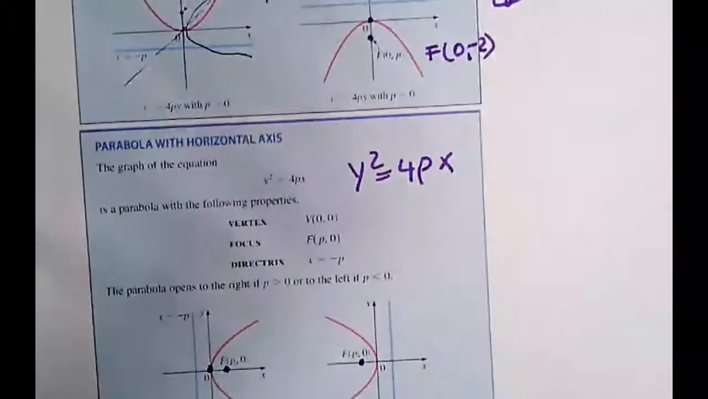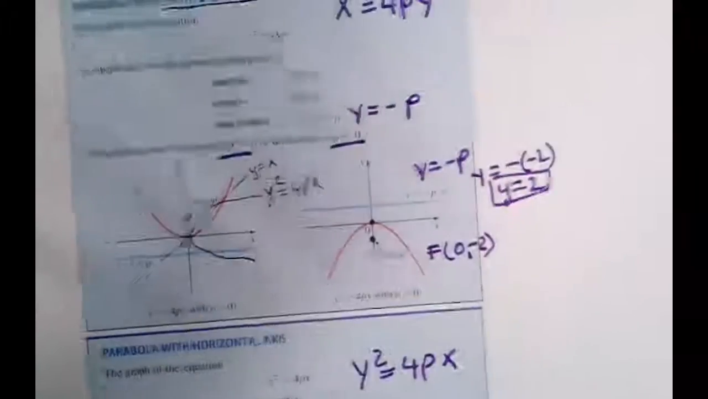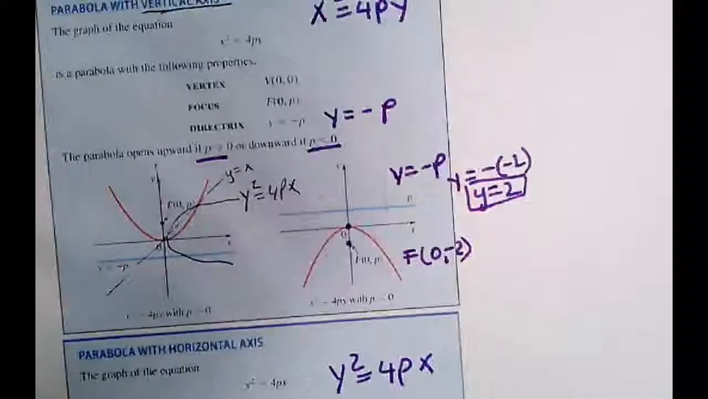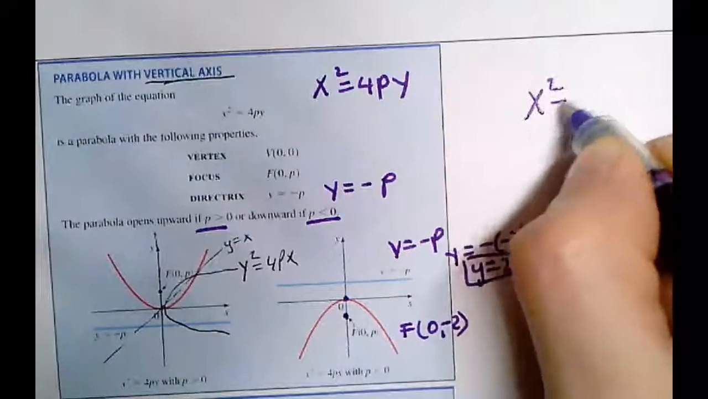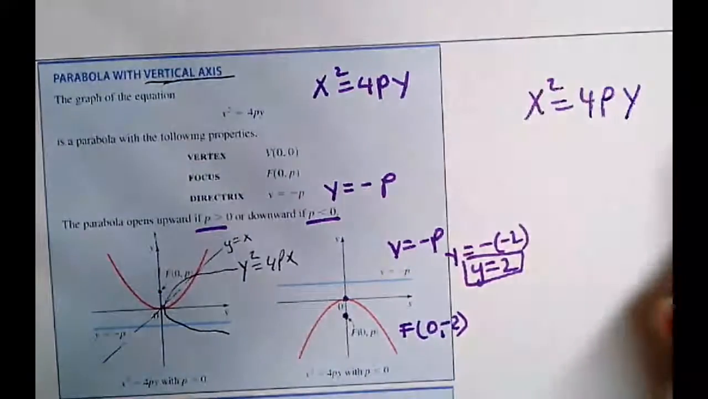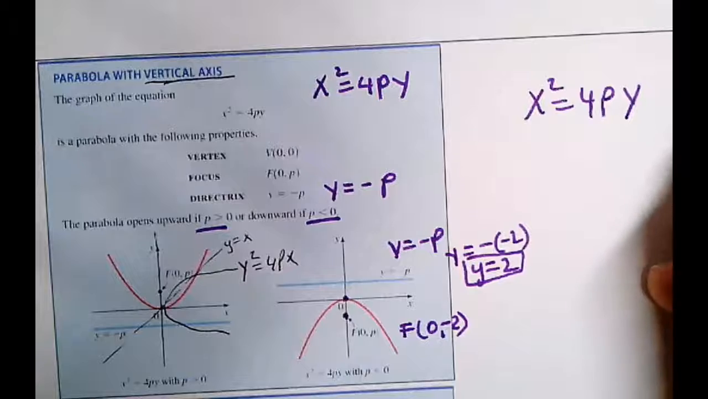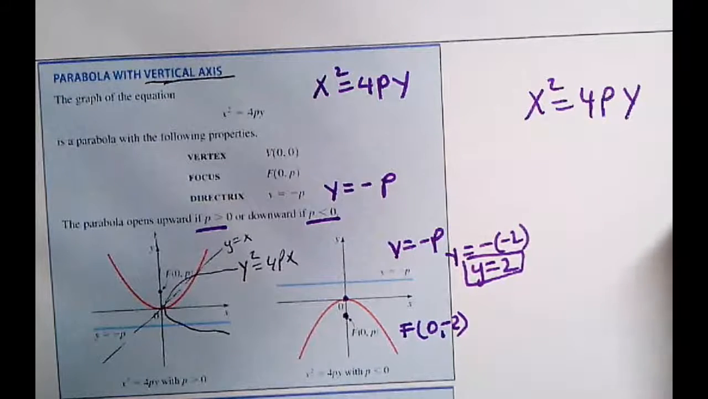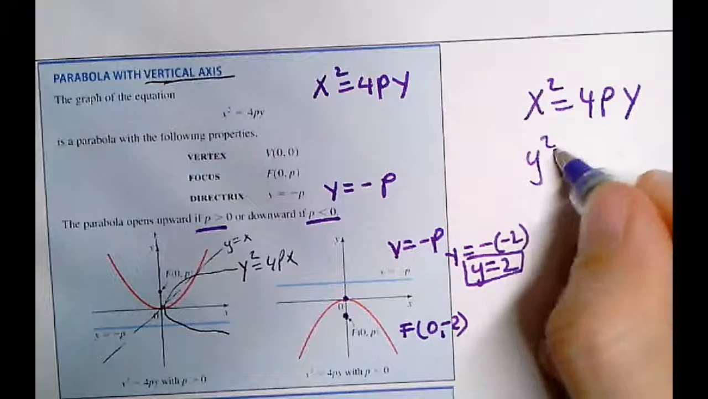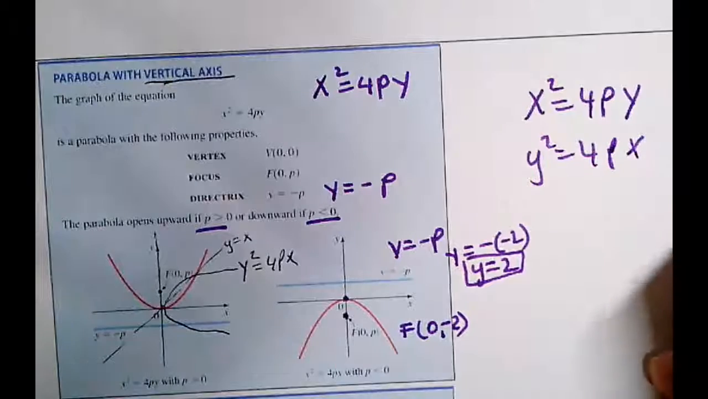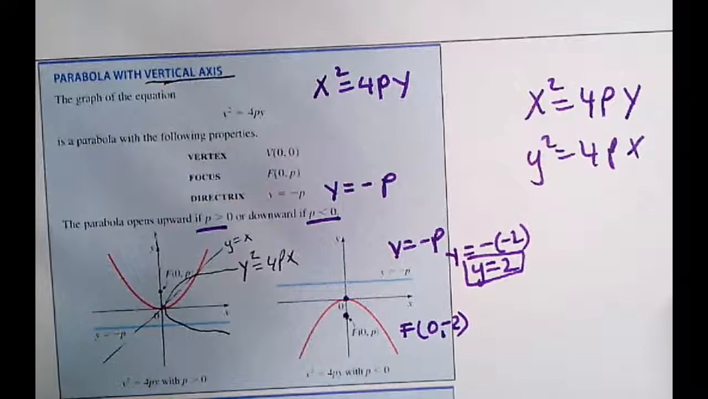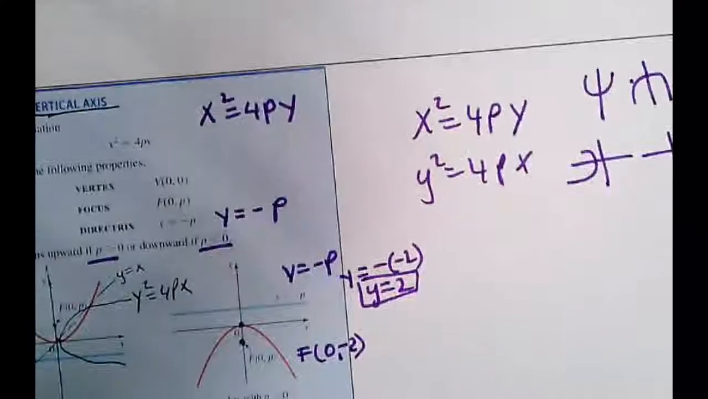Okay? So these are just formulas that you're going to have to remember. And literally, there's only 2 of them you have to remember. x squared equals 4py, which is opening up or down. And then y squared equals 4px, which is opening to the left or to the right. And I was out of the screen. Okay, so let's solve some examples and see how we can use this.